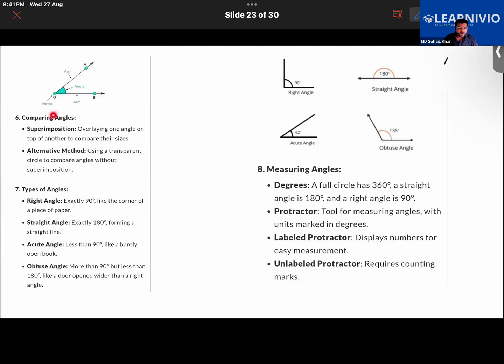Also here you can look at, these rays are also called the arms of the angle. What are the arms of this angle AOB? Name the arms. Sumaya, what are the arms of this angle AOB? It is visible. Now, should I zoom it?